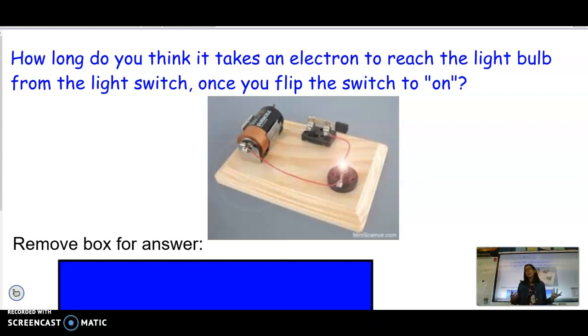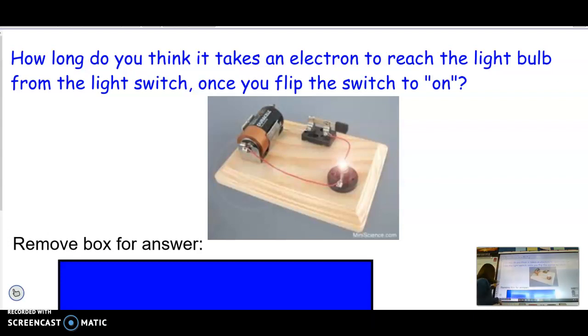So the question I'm really asking is, how fast do you think those electrons are moving throughout that circuit? Are they zipping around at close to the speed of light? That light switch certainly gets that light to go on very, very quickly. Or does it take longer? So just give a guess. How long do you think that's going to take?